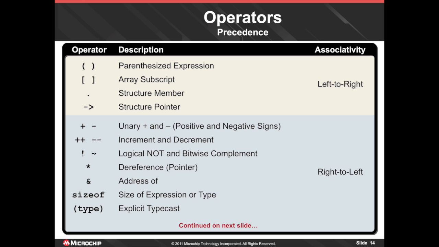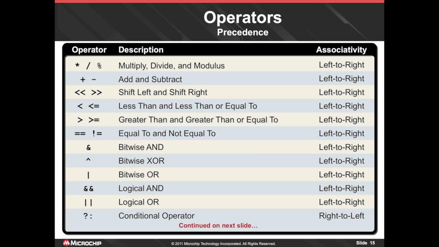The next group of operators, starting with plus and ending with type, all share the next level of precedence. However, if there's a tie, the tiebreaker is right to left. Let's go on to the next slide. You can see more along the lines of what you're probably going to be using here.